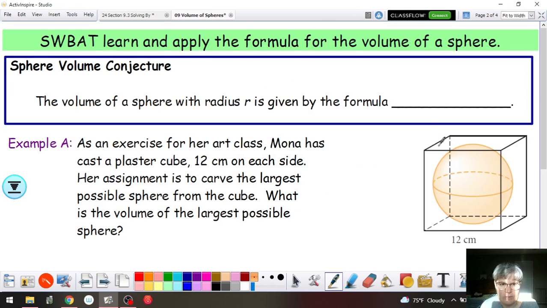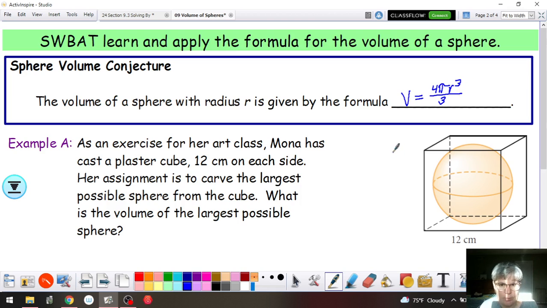The volume of a sphere with radius r is given by the formula V equals 4 pi r cubed divided by 3. So it's similar to the volume of pyramids and cones when we divide by 3, but slightly different from the area of a circle. We have 4 pi and its radius cubed.